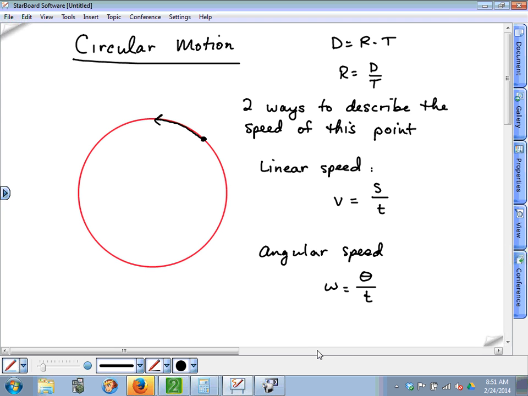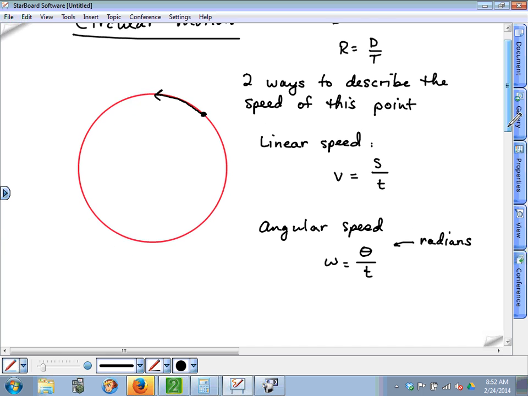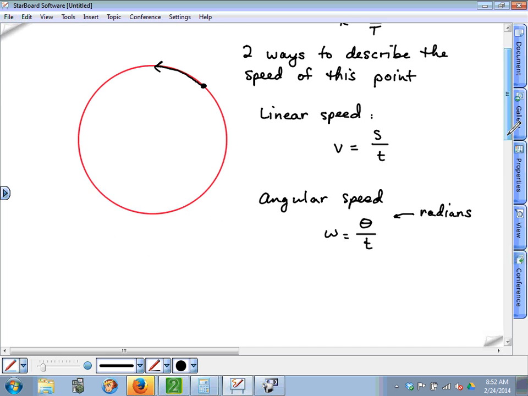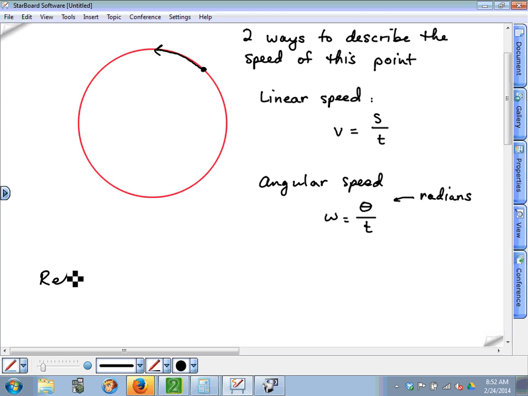These are two ways to describe the speed of a point moving around a circle. Angular speed and linear speed. So is angular speed always in radians? Yep. That's got to be in radians. You may use these two formulas once in a while, okay? But this one here, the relationship between linear and angular speed, you're going to be using this one a lot.